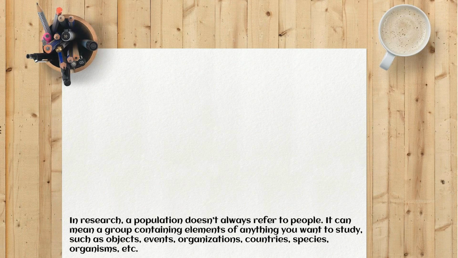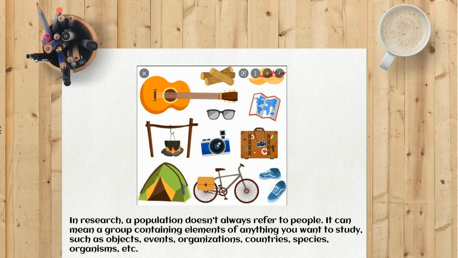In research, a population doesn't always refer to people. It can mean a group containing elements of anything you want to study, such as objects, events, organizations, countries, species, organisms, etc.